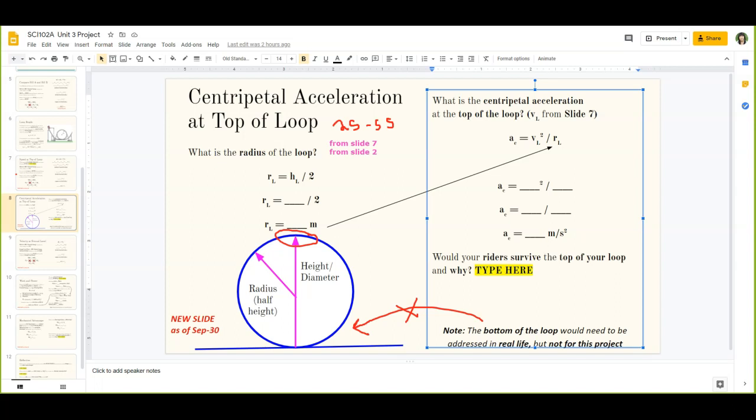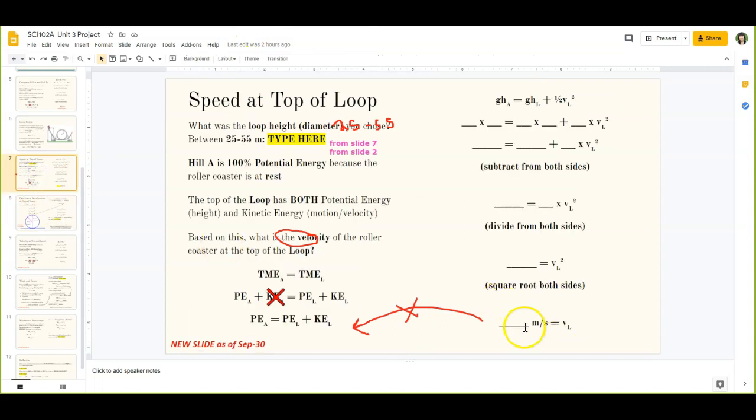Okay, so what is the centripetal acceleration at the top of the loop? It's going to be our velocity squared divided by our radius. Remember, the velocity at our loop is what we just solved on slide 7. So coming back here, you just solved that right here. This is literally what we just solved.